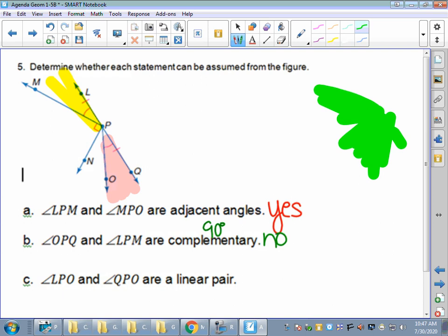No. What if I changed this and said those two angles, OPQ and LPM, are congruent? Can you make that assumption? Notice I've got these guys right here. What do those tell you? They tell you congruent. It's marked, so we could say yes. If those weren't marked like that, even though they look like they're probably the same measure, we could not make the assumption. All right, so you're getting the idea of what that looks like. So you have to be skeptical.